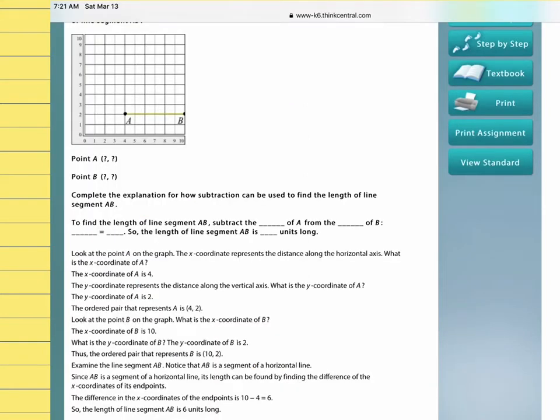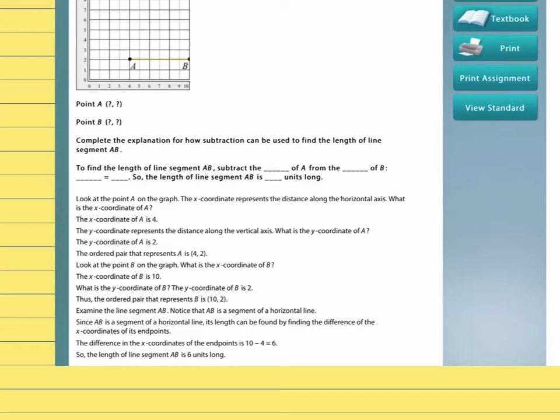All right, looking at this, we do see that the answer is 6. Take a second to read through this and make sure you understand. The tricky part here is the language of the discipline when you're subtracting A from B. So make sure you're doing the lower one from the greater one.